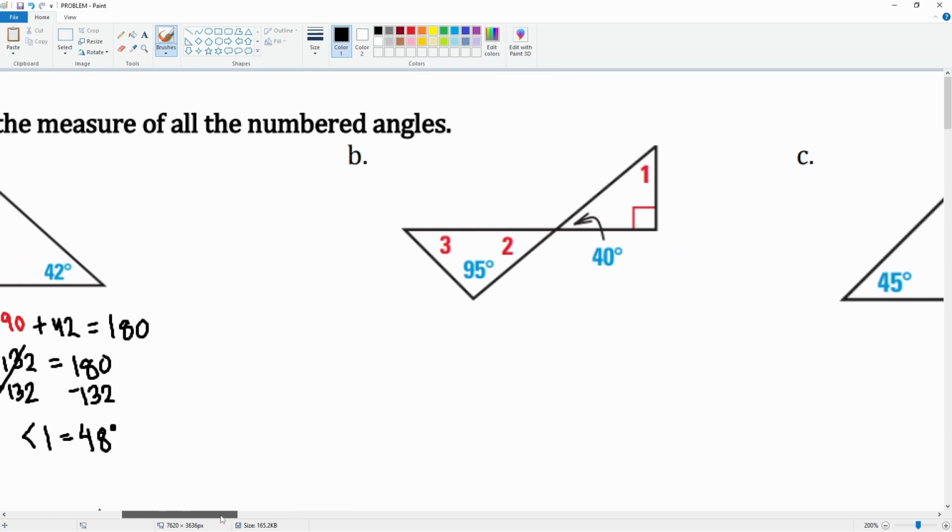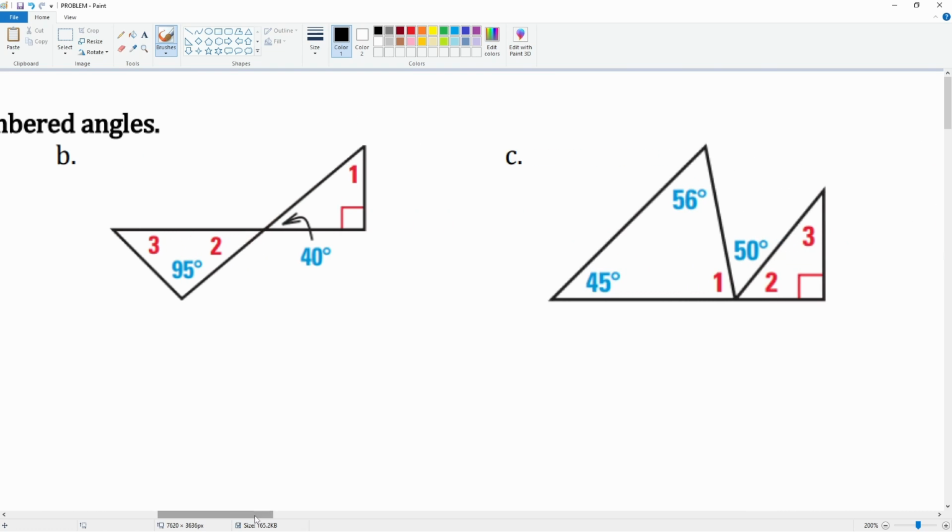Let's take a look at B here. We can do that same process here. For this triangle, to get angle 1, we know that angle 1 plus 90, which is right here, plus this 40 makes this complete triangle, so that equals 180. So 90 plus 40 from before is 130. So angle 1 plus 130 is equal to 180.